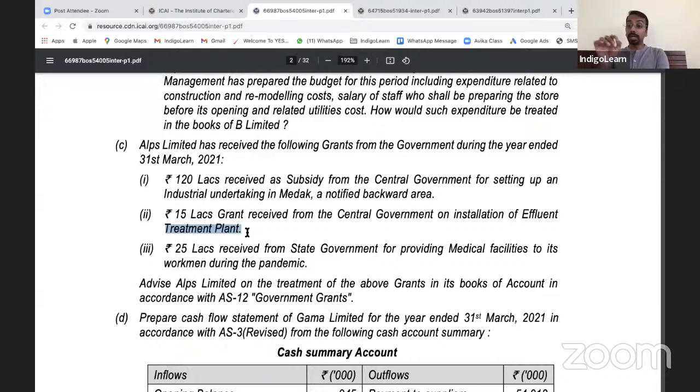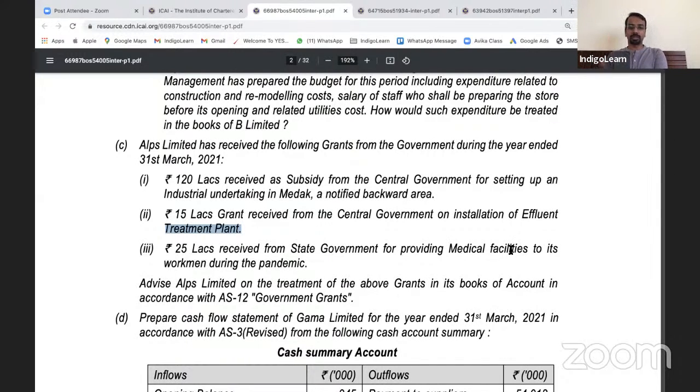15 lakhs from central government on installation of effluent treatment plant. Grants related to a depreciable asset, either reduce it from the cost or take it to deferred income. 25 from state government for providing medical facilities to its workmen during the pandemic. Okay, so already the expenses have been incurred. You can directly credit it to the P&L, or if you believe that the pandemic is still going on and they have to continuously provide, then you can set up a deferred grant account.